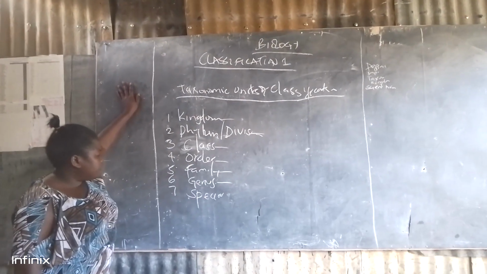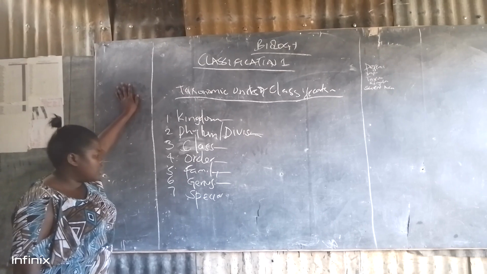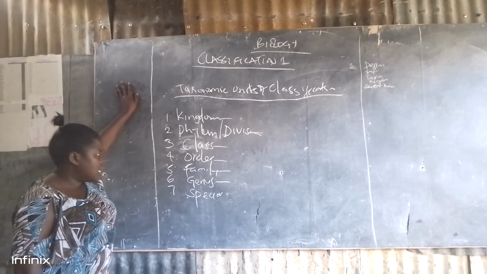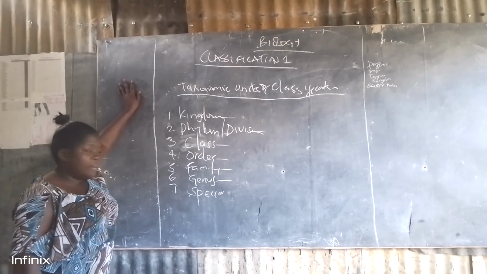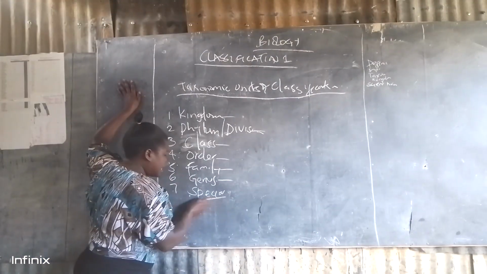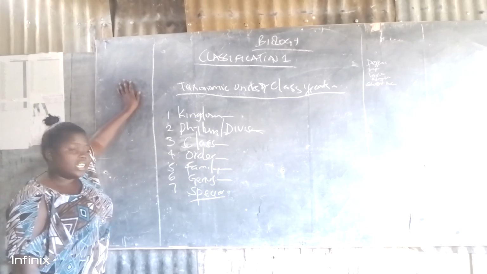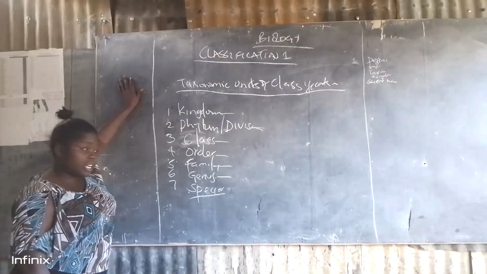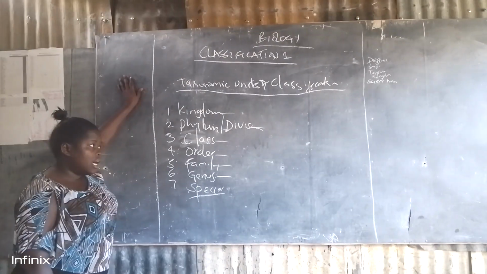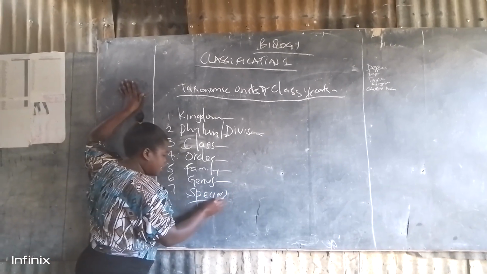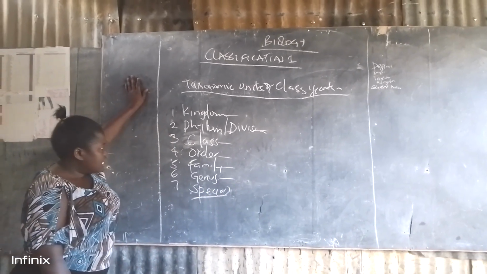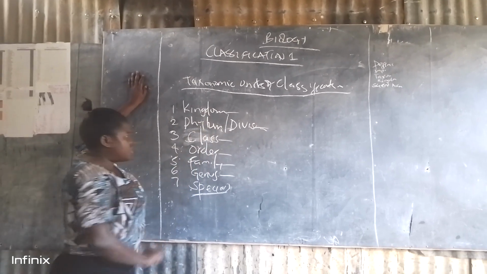With this, you can be asked a question about what a species is. It is the smallest unit of classification, whereby members of the species can naturally interbreed and give rise to the same or similar kind of offspring. So first of all, it's the smallest unit of classification. Kingdom is the largest unit of classification.